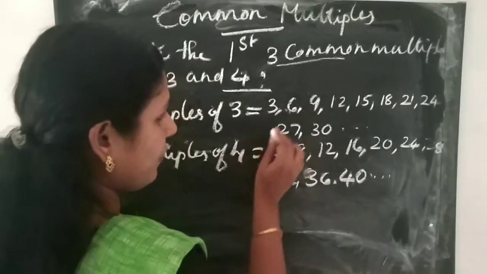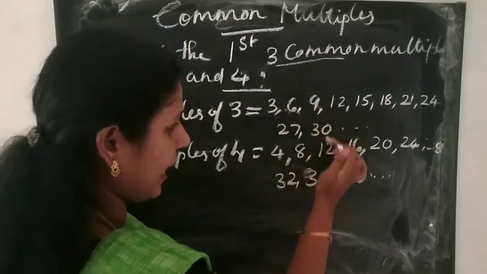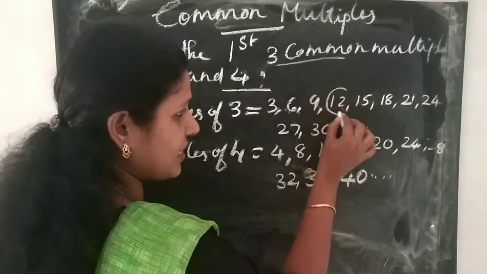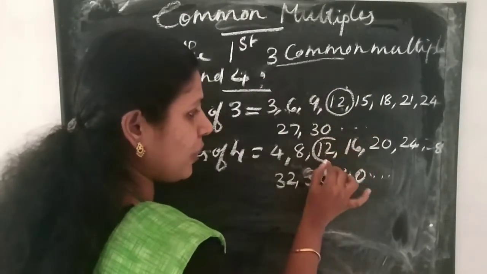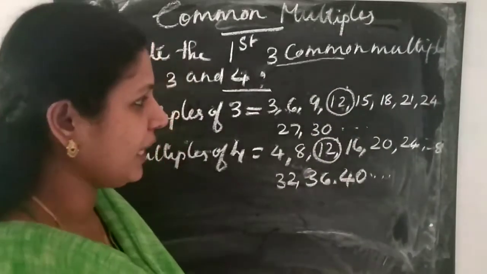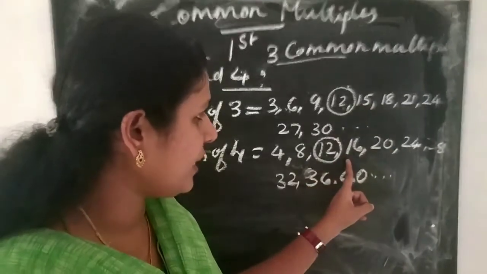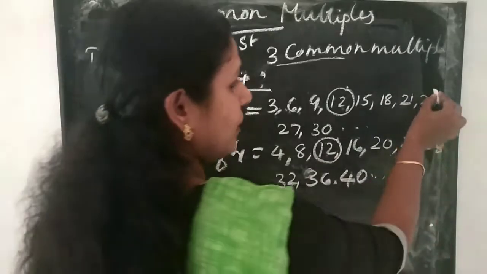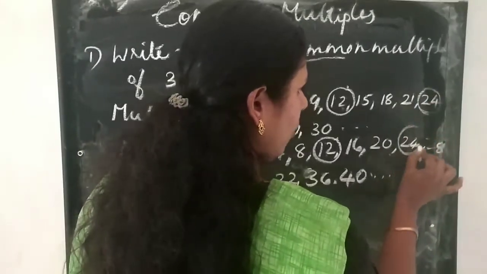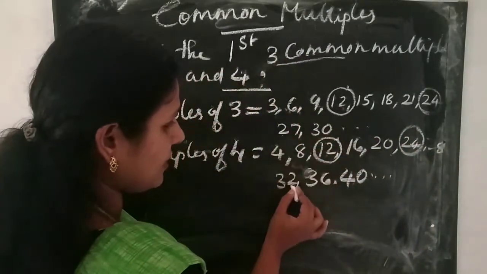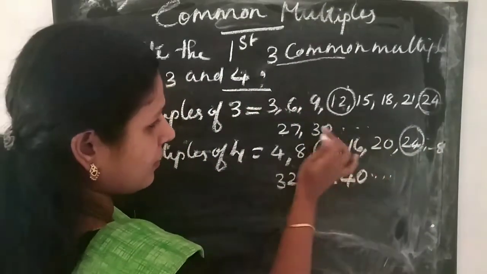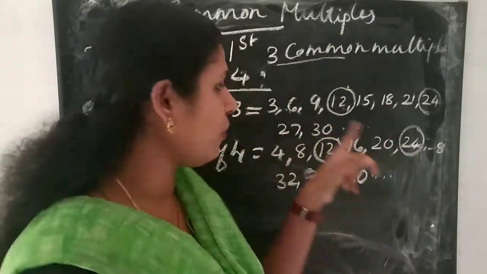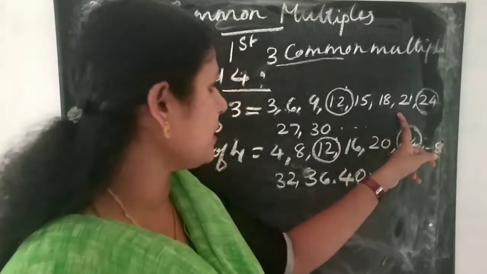Here 3 no, 6, 9 no, 12. 12 here and 12 here also. We just draw a circle to represent that common multiple. Then 15 is not here, 18 is not here, 21 is not here, then 24. 24 is here and here also. Then 27 is not here, then 30. Only 2 common numbers so far, so we continue the multiples.